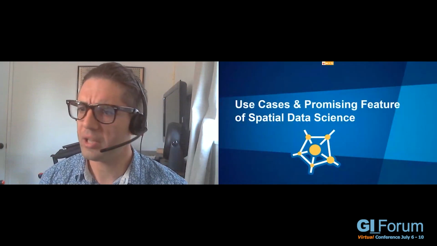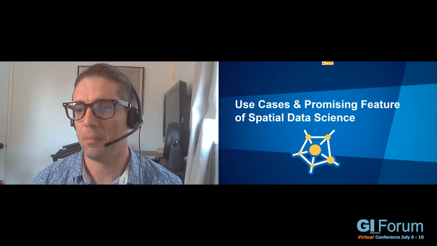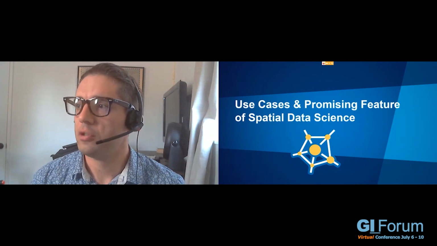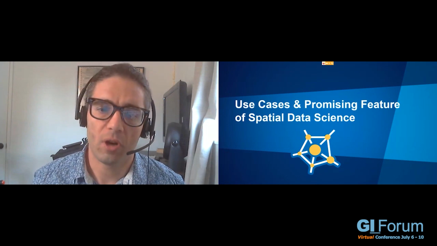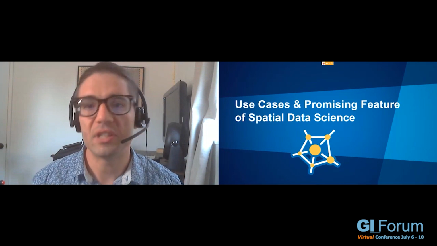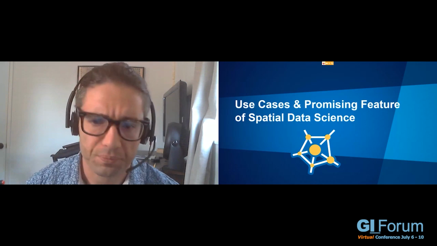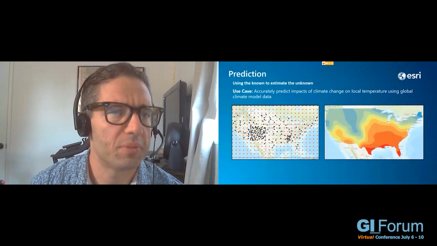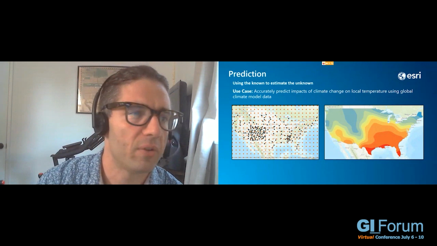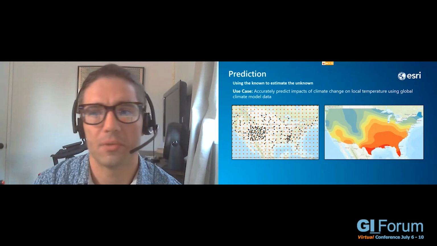So I would like to showcase a couple of case studies very quickly, just to bring home the message of how we can use spatial data science. How is it better? What is the value it's adding? And what are some of the problems it's solving? For example, in terms of prediction, one example that we worked on a couple of years ago was climate downscaling.